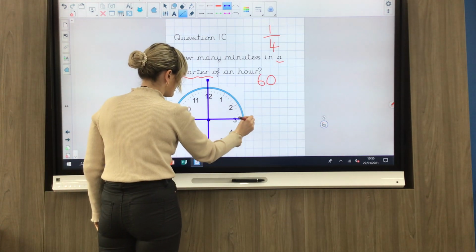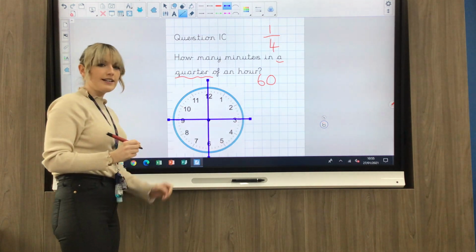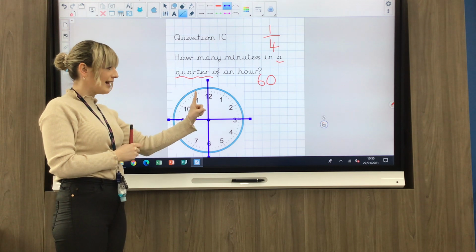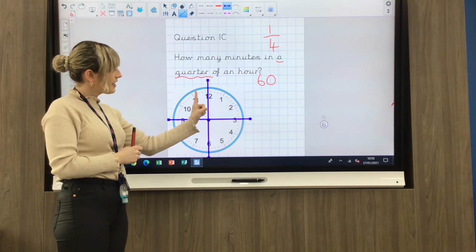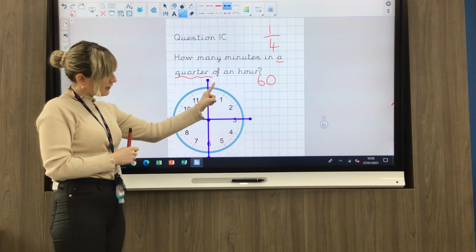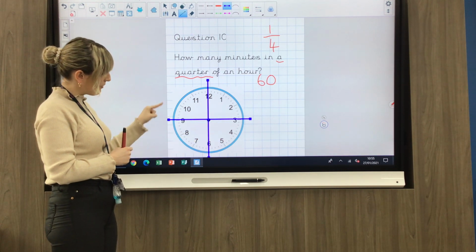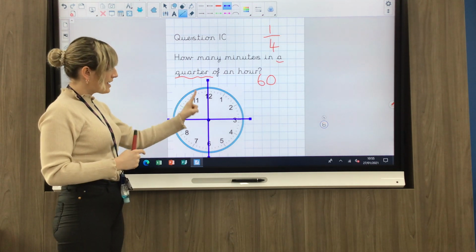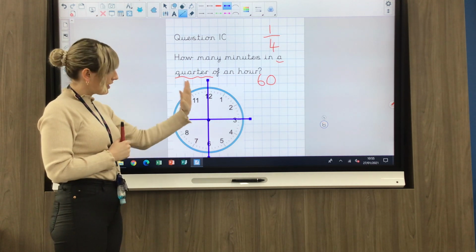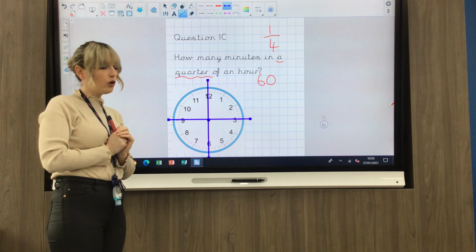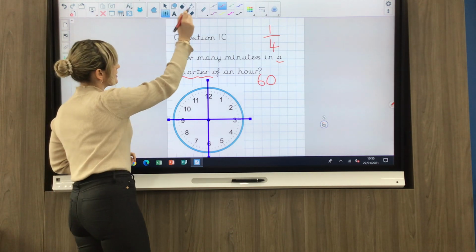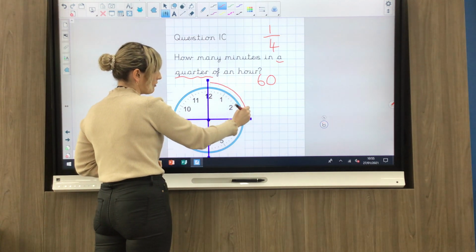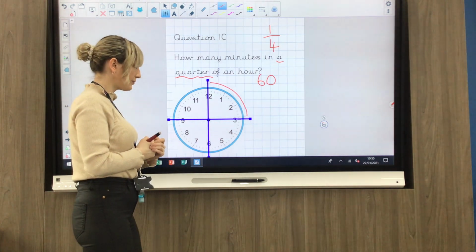Okay, so we know in time, when an hour has passed, your minute hand has moved from the 12 and has gone all the way around the clock in 1 full turn. So now we've split the clock into 4 parts, so into quarters. So what you need to do is count how many minutes are in 1 quarter.